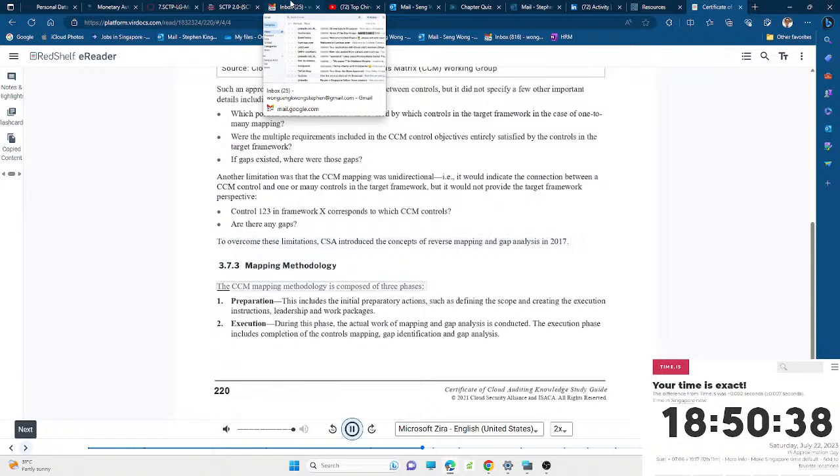3.7.3 Mapping Methodology. The CCM mapping methodology is composed of 3 phases. 1. Preparation. This includes the initial preparatory actions, such as defining the scope and creating the execution instructions, leadership, and work packages. 2. Execution. During this phase, the actual work of mapping and gap analysis is conducted. The execution phase includes completion of the controls mapping, gap identification and gap analysis.